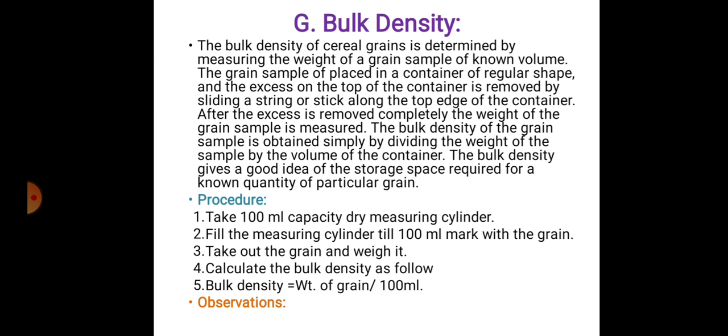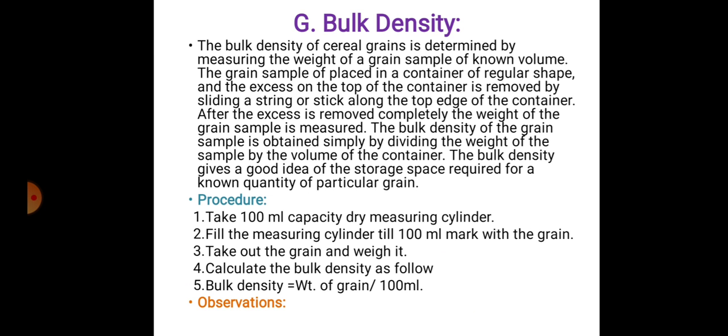Bulk density. The bulk density of cereal grains is determined by using the weight of a grain sample of known volume. The grain sample is placed in a container of a regular shape, and the excess at the top of the container is removed by sliding a string or stick along the top edge of the container. After the excess is removed completely, the weight of the grain sample is measured. The bulk density of the grain sample is obtained simply by dividing the weight of the sample by the volume of the container. The bulk density gives a good idea of the storage space required for a known quantity of a particular grain.